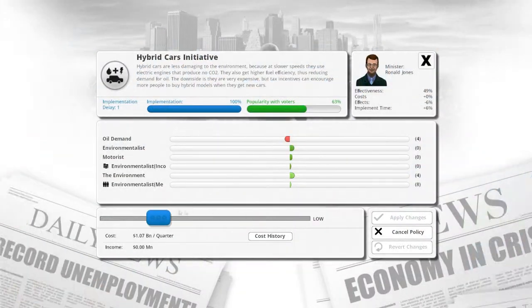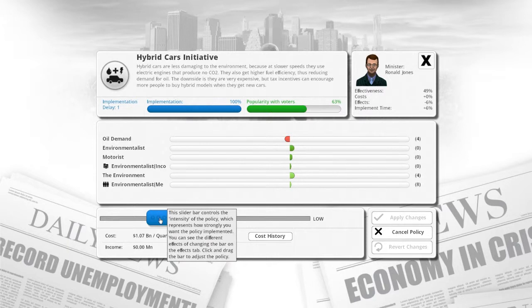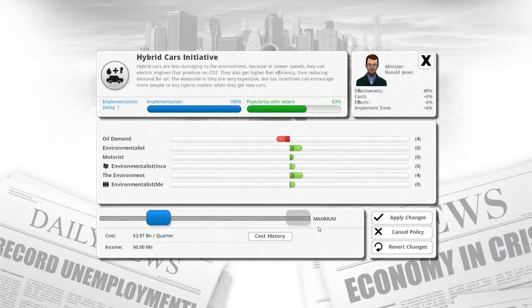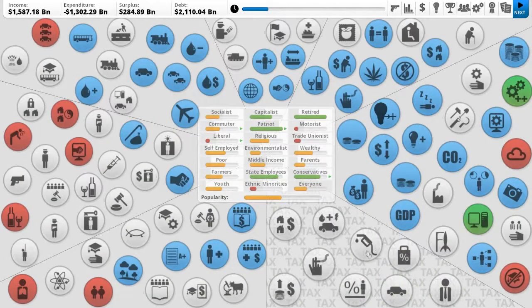Something else I did in this mod was that if you increase funding for the Hybrid Cars Initiative, it actually increased car usage. That doesn't happen in real life. It keeps the same car usage. It just makes it so that the cars being used are more efficient. So it makes environmentalists and motorists happier, and it improves the environment. Makes more environmentalists and increases income of environmentalists. So we can increase that.